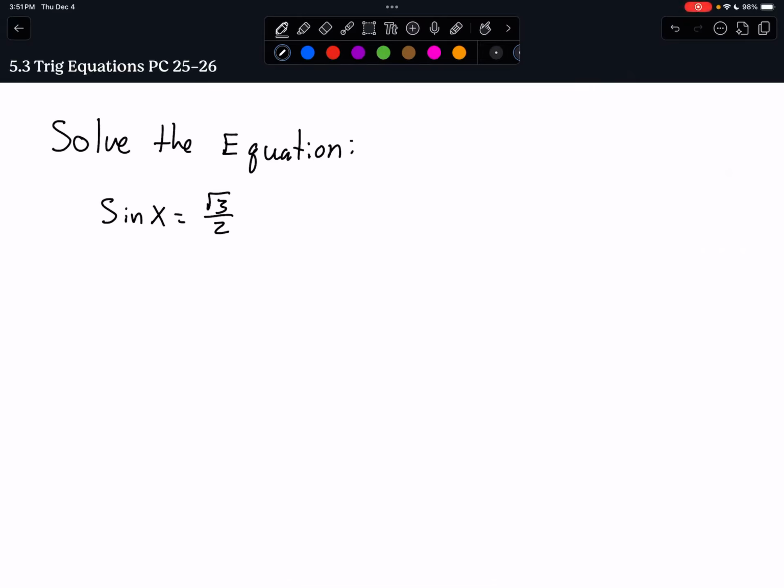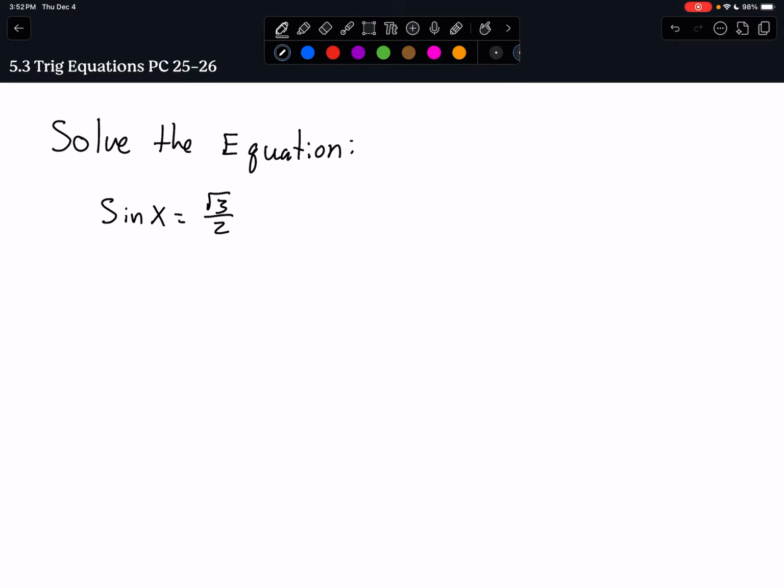All right, in this lesson, we are going to solve trig equations. So let's say I have the equation sine x equals root 3 over 2, and I want to solve this. So I want to find all angles x that are going to make this equation true. Now, there are infinitely many angles that are going to make this equation true, so I want to try to find all of them.